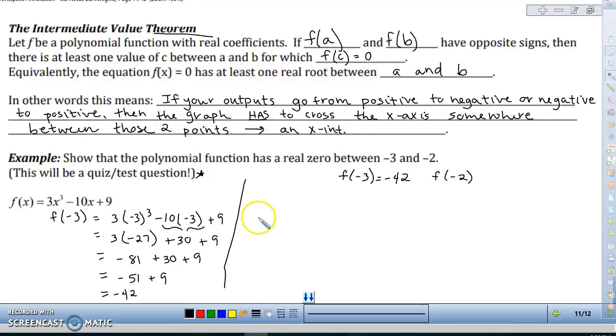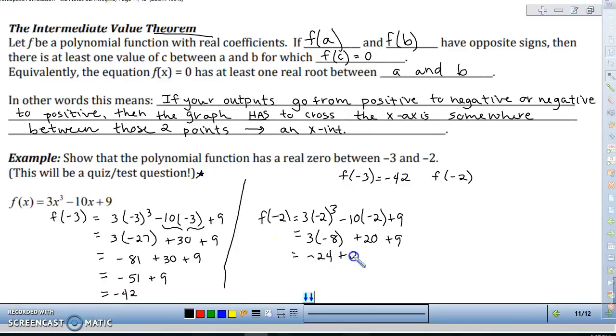I'm going to do the same thing with f of -2. Replacing every x, this time with a -2. So remember, -2 cubed is going to stay -8, positive 20 plus 9. So -24 plus 20 plus 9 means we are looking at, oops, almost looks like a 9, positive 5.